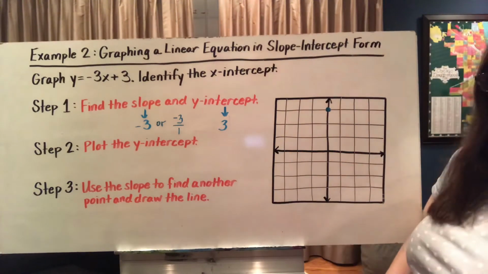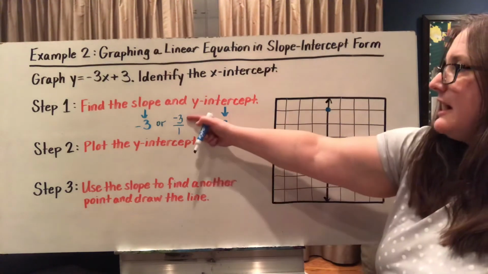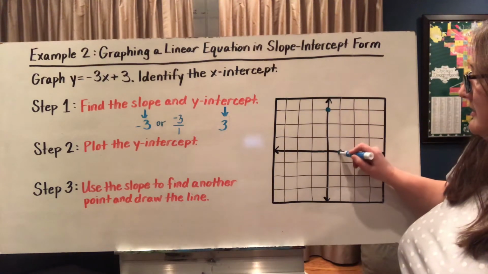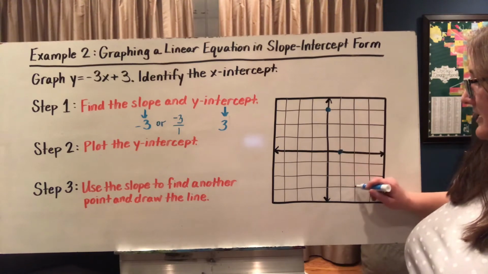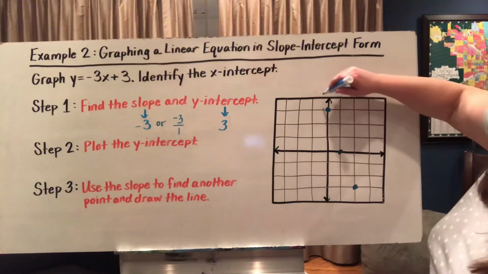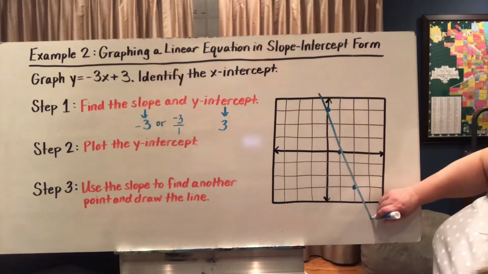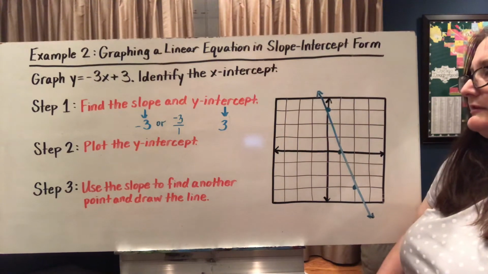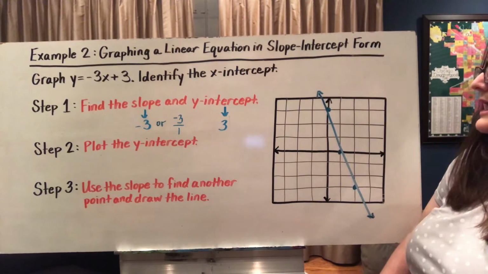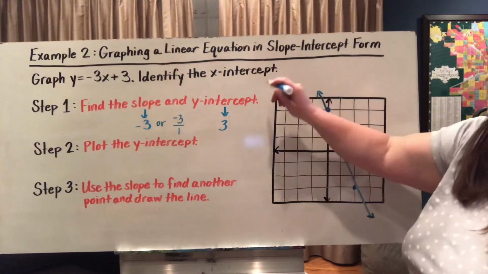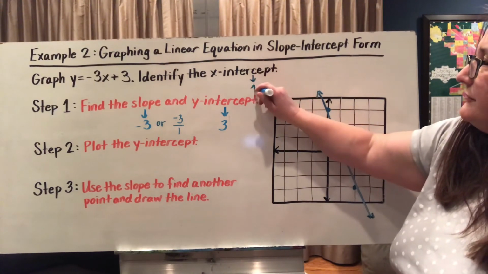Now my slope is negative 3, or another way of writing this is negative 3 over 1. The slope is like directions. It tells me to go down 3 to the right 1. So I'm going to go down 3 and to the right 1. I can do that again, down 3, right 1. And if I connect these dots, I'll have my line. Now they want me to find the x-intercept. So it's crossing the x-axis right here where x equals 1. So my x-intercept is positive 1.